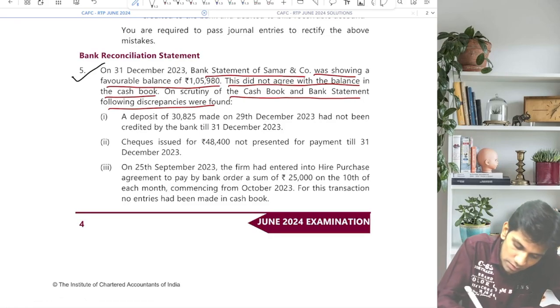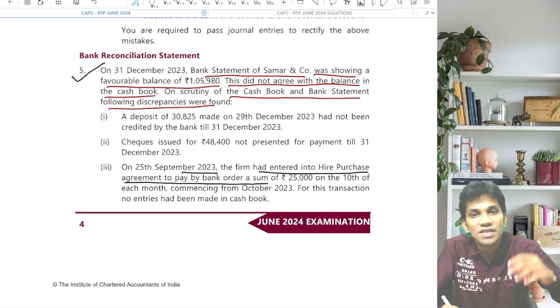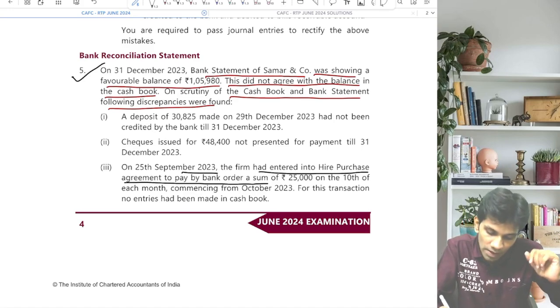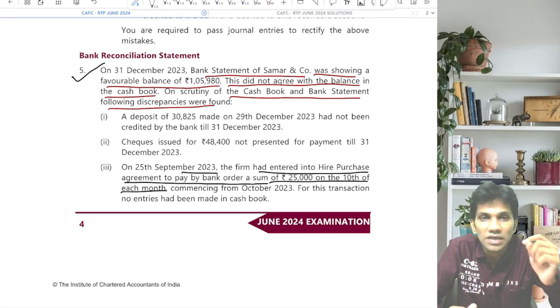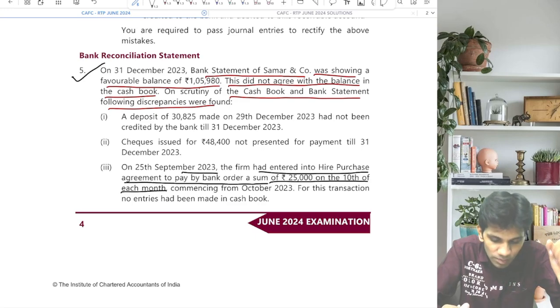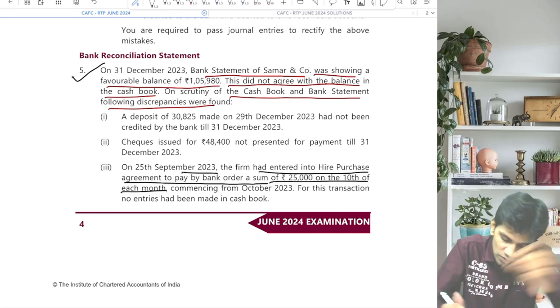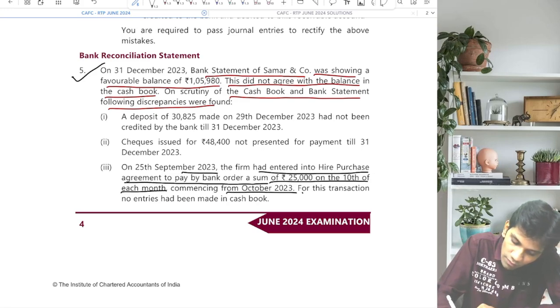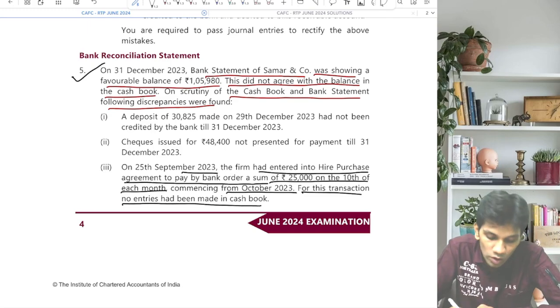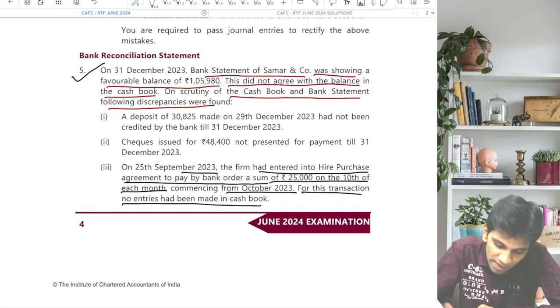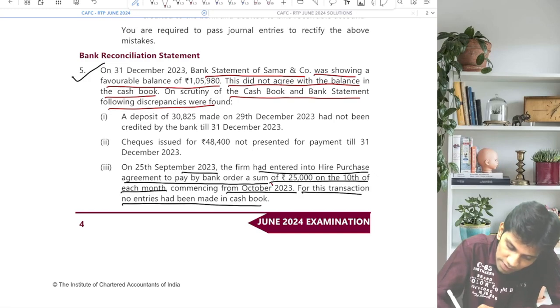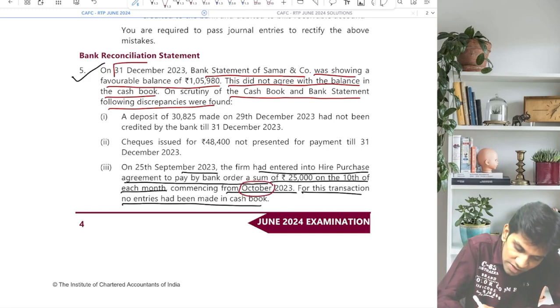On 25th September 2023, the firm has entered into a hire purchase agreement to pay by bank order. The business has agreed to pay via bank a sum of rupees 25,000 on the 10th of each month, commencing from October 2023. For this transaction, no entry has been made in the cash book. Okay, so हमने एक एग्रीमेंट एंटर किया बैंक के साथ कि हम हर महीने में 10 तारीख को 25,000 रुपीज पे करेंगे स्टार्टिंग फ्रॉम अक्टूबर 2023 and we are preparing BRS on 31st December 2023.